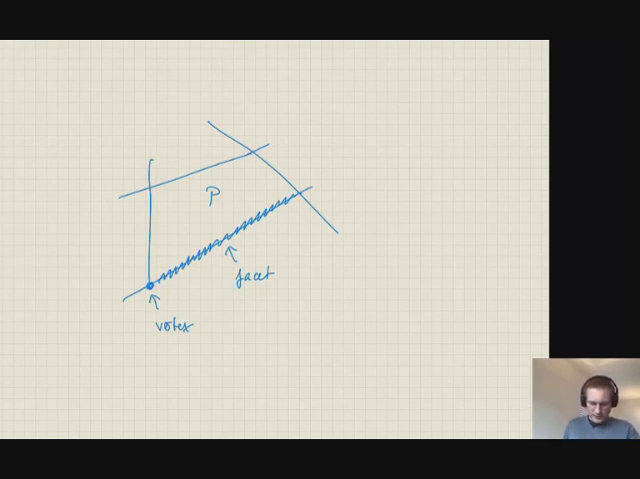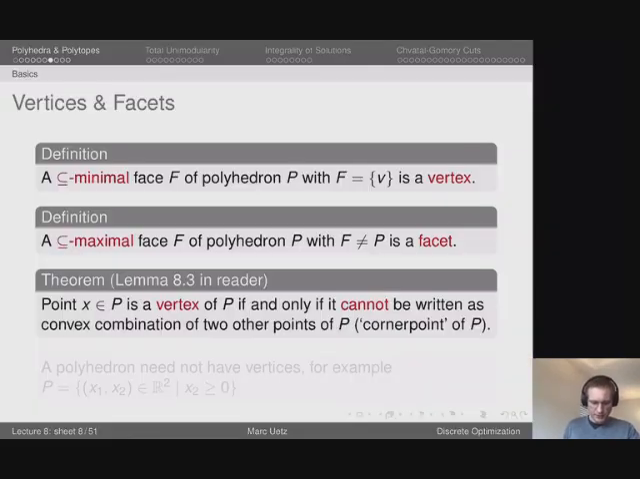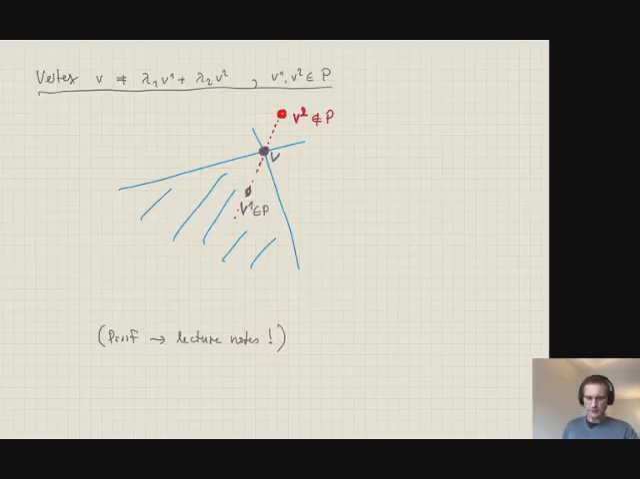Now, vertices, as a matter of fact, also have another characterization, which is given in this theorem here. A point x in the polyhedron is a vertex if and only if it cannot be written as a convex combination of two other points from the polyhedron. So in that sense, vertices are really the corner points of a polyhedron. For the formal proof, I refer to the lecture notes, but intuitively, I think that makes perfect sense.